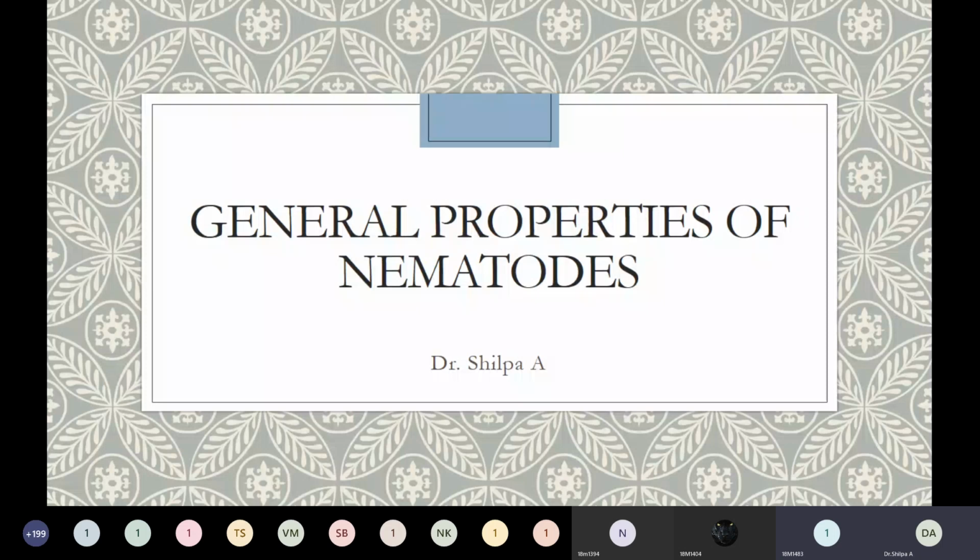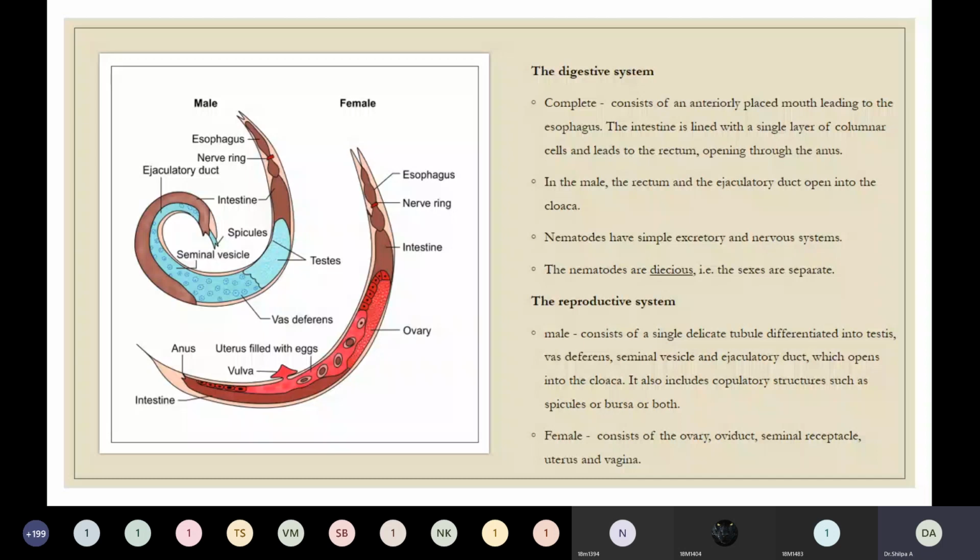So we were here in the reproductive system. Now the female will consist of ovary, oviduct, seminal receptacles, and uterus. Yes, all of you please mute, and you can only unmute when there is a problem. Okay, and it consists of these structures.